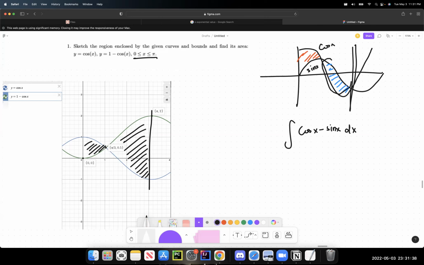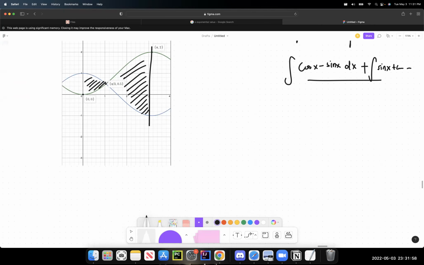But then when you do this portion, it switches around. Sine of x is the top guy and cosine of x is the bottom guy. So in order to combat that, you're going to have to add from this point to this point. So then it switches around, sine of x minus cosine of x.